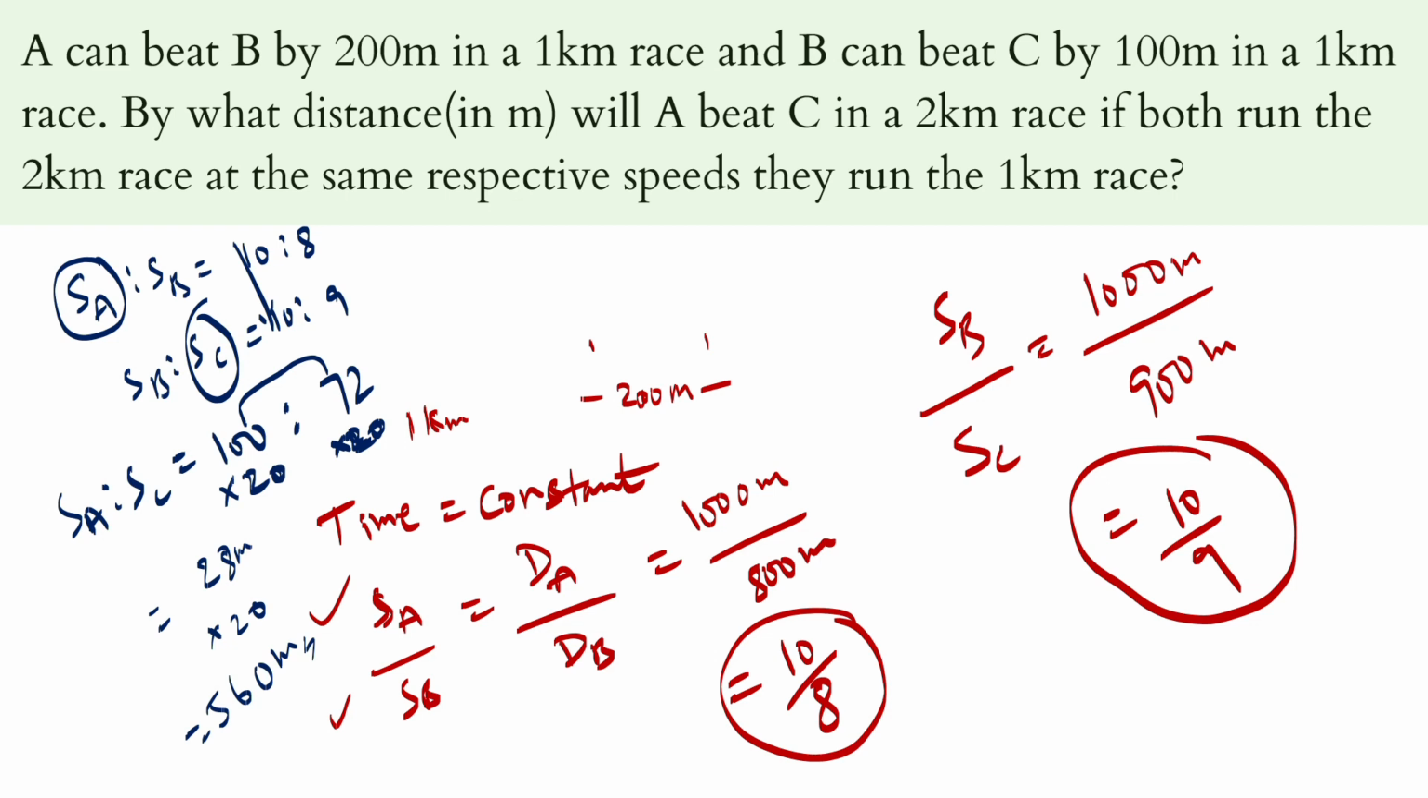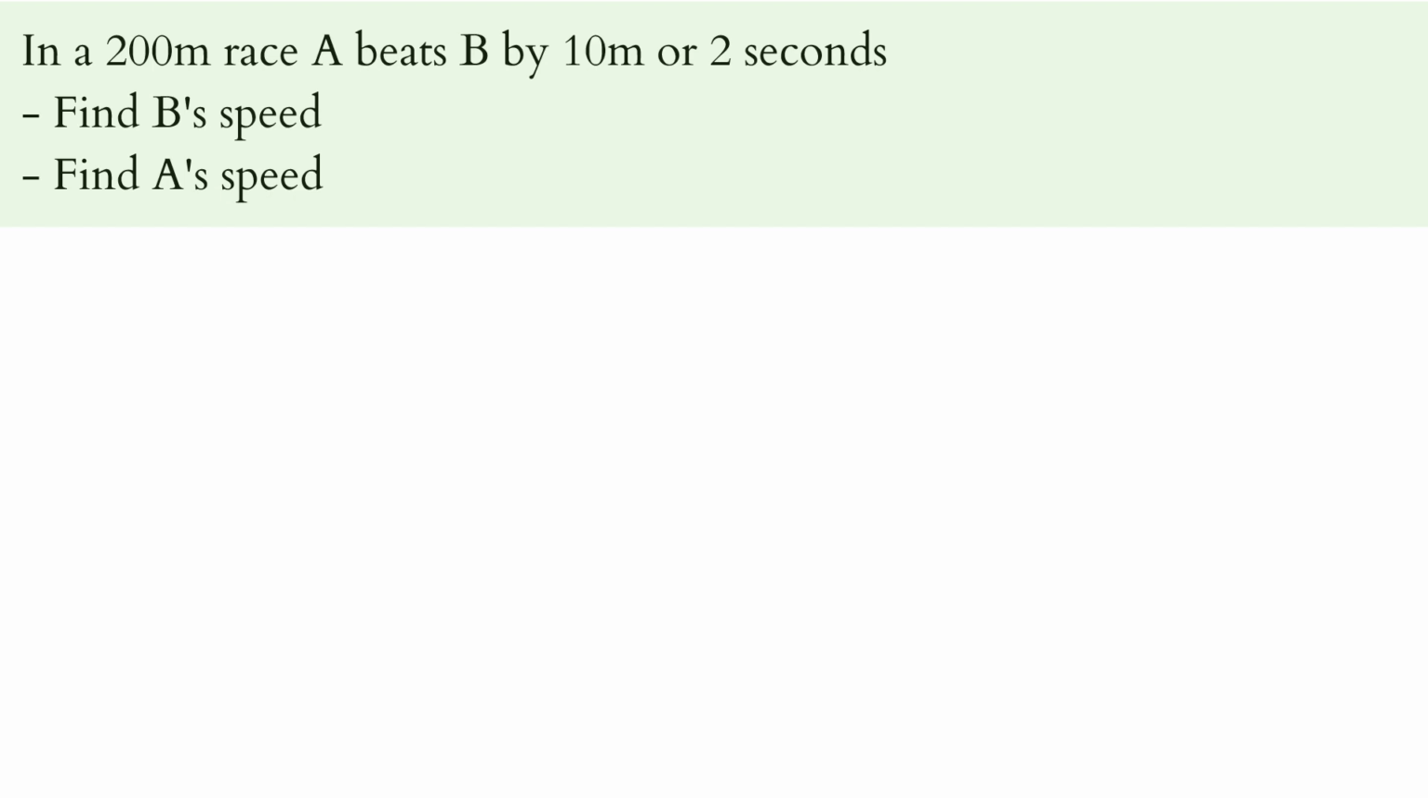Let's move on to the next one. In a 200 meters race, A beats B by 100 meters or 2 seconds. Find the speed of B and A. Okay, see here, this is a 200 meter race, right? This is the track.